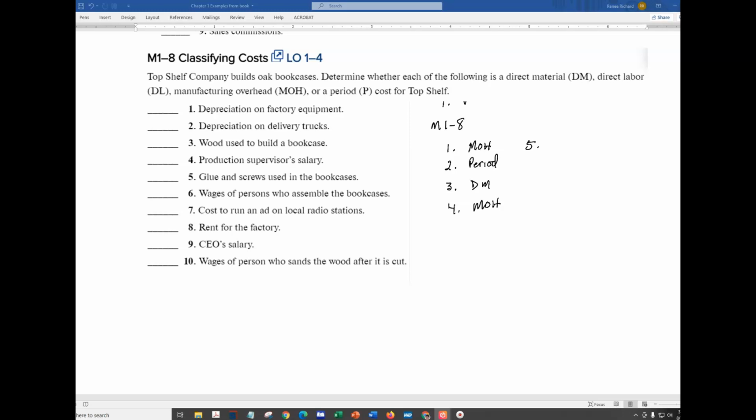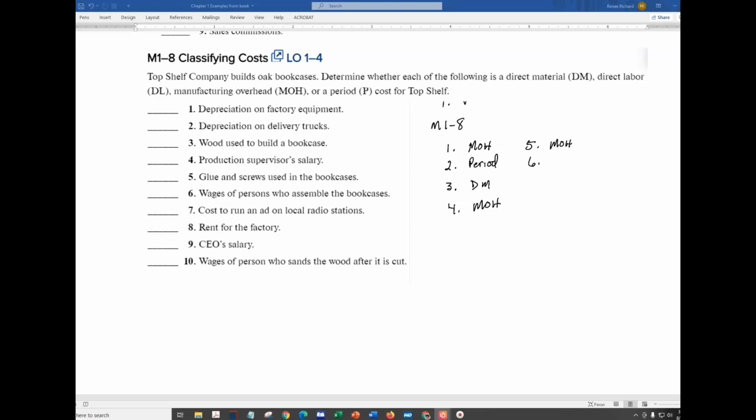5. Glue and screws used in the bookcase. Well, we could say this is a direct material, but we're probably not measuring or weighing the amount of glue and the number of screws that we use in a bookcase. Those are not easily traced to the bookcase itself because they're small items. So it's not direct labor for sure, and we've determined it's not direct materials because it's too hard to trace. So it has to be MOH, manufacturing overhead.